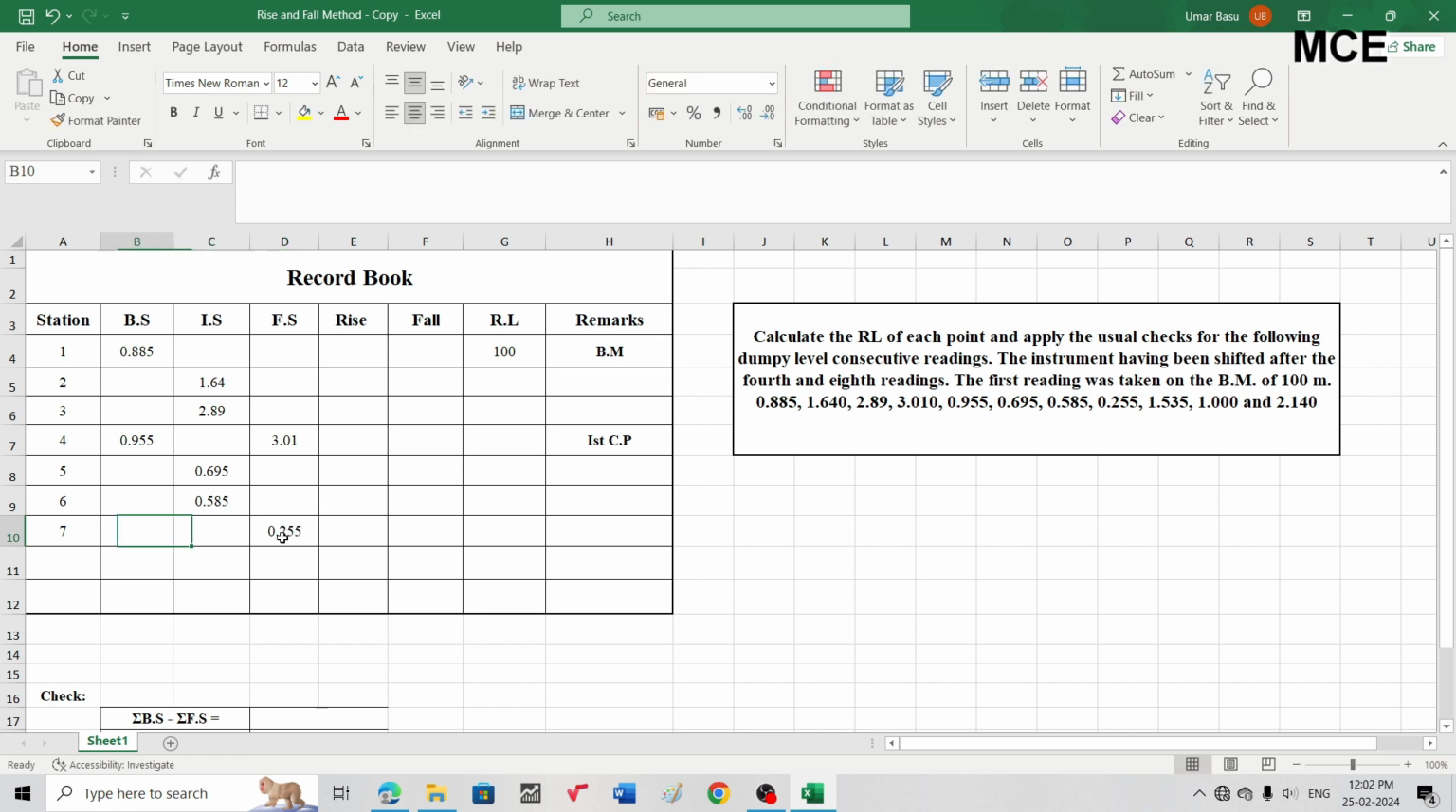0.255. And the 9th reading will be written in the same row but in the backsight column, that is 1.535. After that, for station 8, its reading will be written in the intermediate sight column, so write 1.00 in the intermediate sight column. The last reading is always the foresight, so write it in the foresight column, that is 2.140. And also for station 7, you will write it as a second change point.